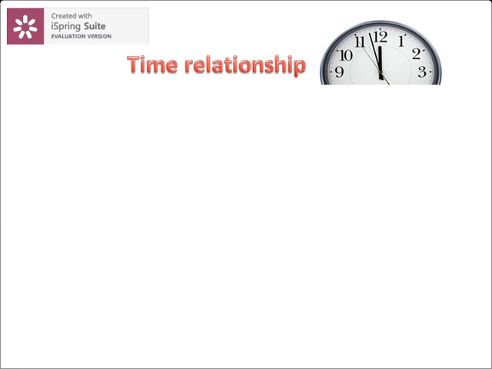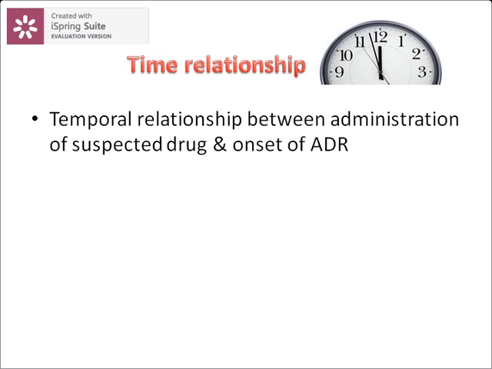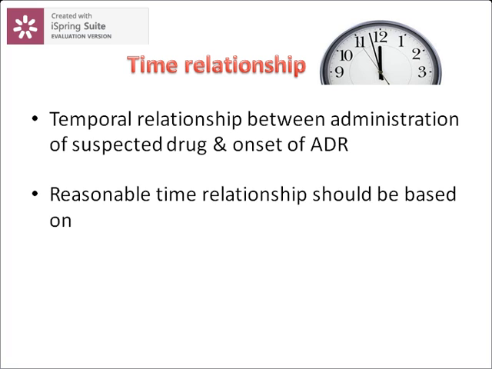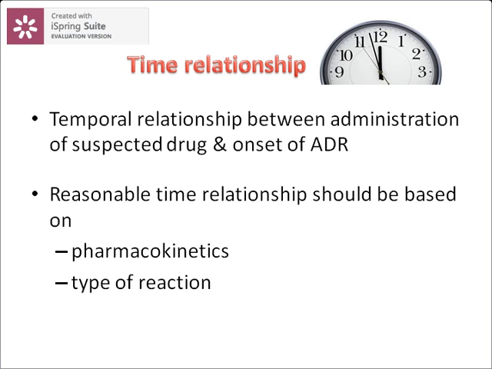First we will discuss time relationship. So it is a temporal relationship between the administration of the suspected drug and onset of ADR. So there should be a reasonable time relationship. Now before that, one needs to ensure that the medicine ordered is the medicine received and actually taken by the patient at doses prescribed. One should explore all the detailed history about all medications taken by the patient, including over-the-counter medications. And then one needs to think from the point of view of reasonable time relationship, and that is based on the pharmacokinetics and type of the reactions.